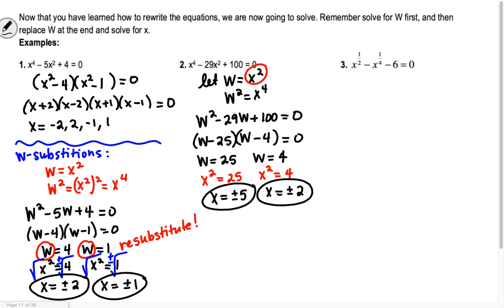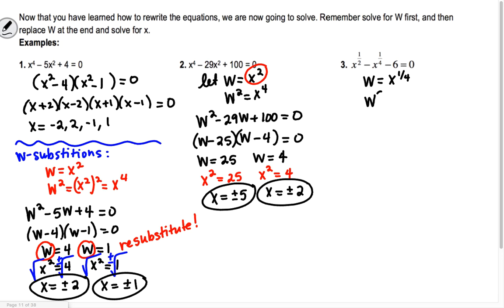All right, so the next one. So I have x to the 1/2 minus x to the 1/4 minus 6 equals 0. All right, guesses on w. X to the 1/4. You guys are kind of seeing it's always that middle term, right? Most of the time. There are some weird ones.